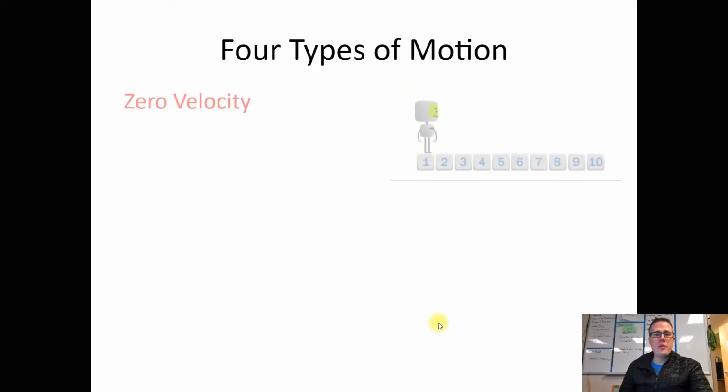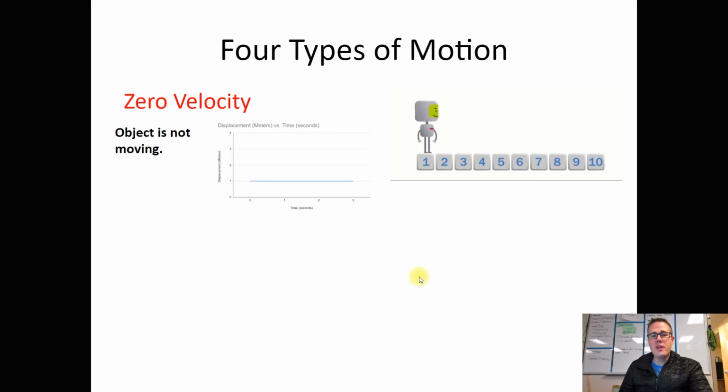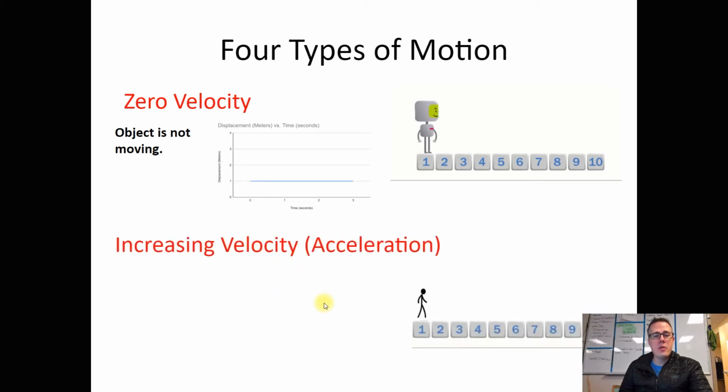The third one's pretty simple, 0 velocity. The object's not moving. It's just hanging out in one spot. For this one, you're always going to see a straight line. As time moves on, the displacement doesn't go up or down, we just get a flat line. Now this flat line can be at any spot. Maybe he was standing on the 9 marker or some other spot. Well, then you're just going to see a flat spot on the graph wherever the object was standing, but flat means 0, no movement.